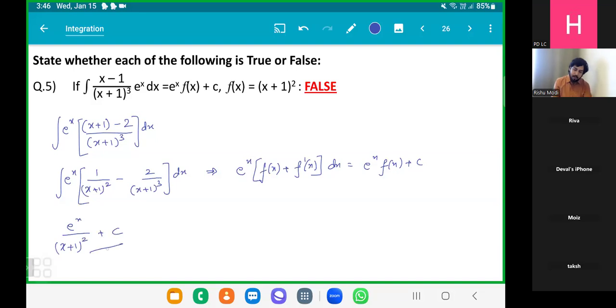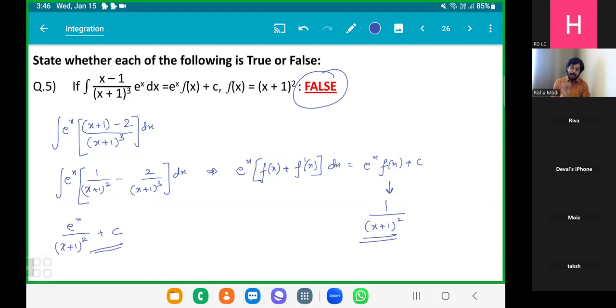So here my answer will be e raised to x upon x plus 1 the whole square plus c. Right? Now this would be my answer, but here the function f of x is not x plus 1 the whole square. My function f of x in this sum is 1 upon x plus 1 the whole square. Because of that reason, my answer comes as false. F of x is not x plus 1 the whole square; f of x is 1 upon x plus 1 the whole square. And because of that, my value comes as false for this particular question.